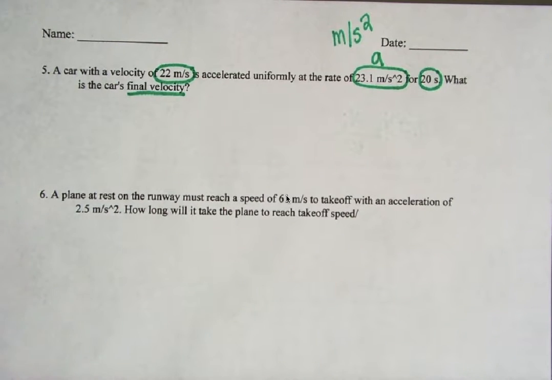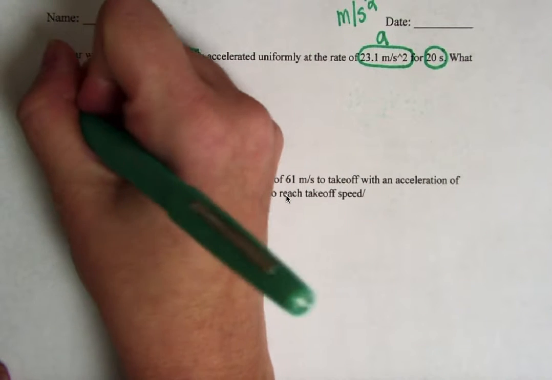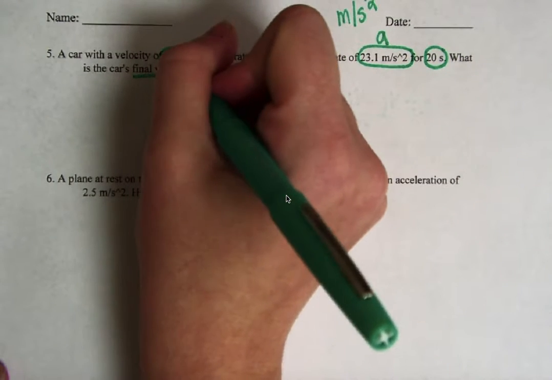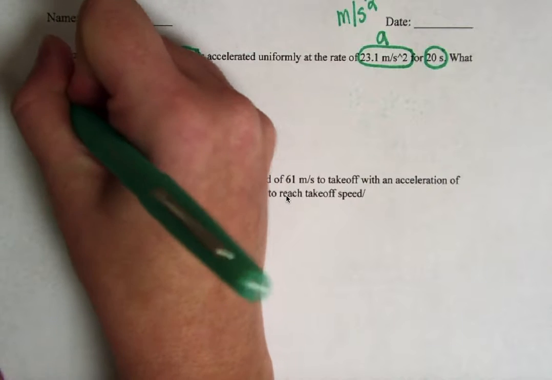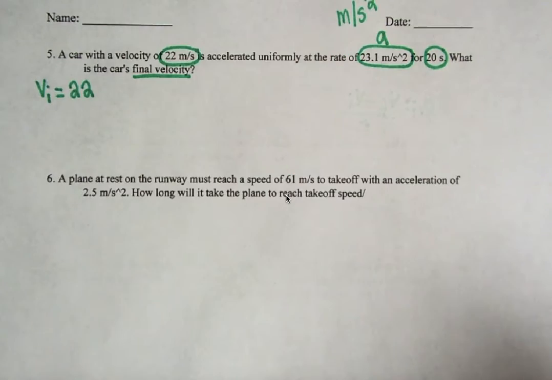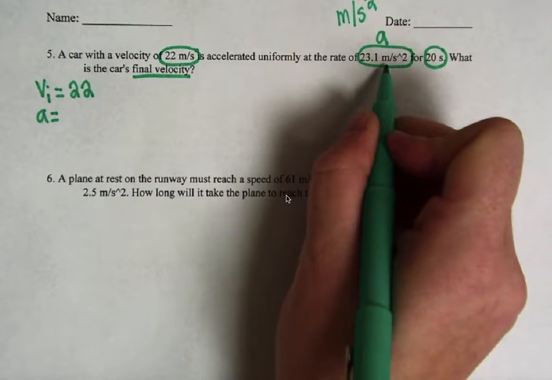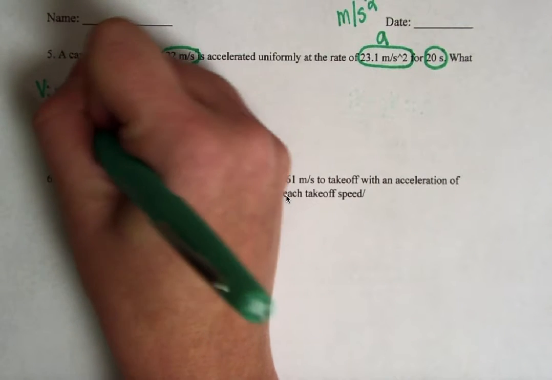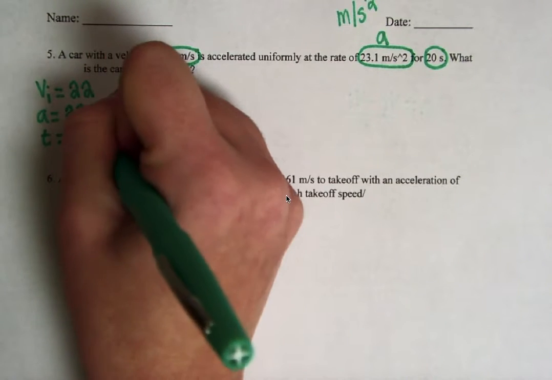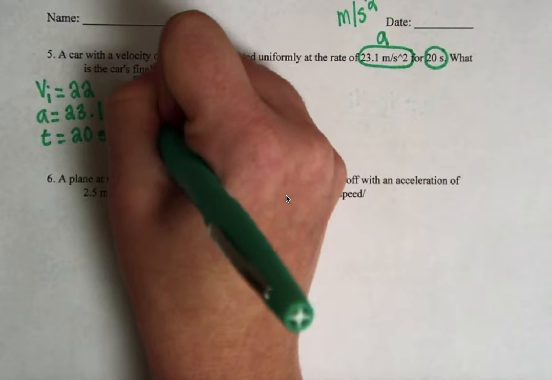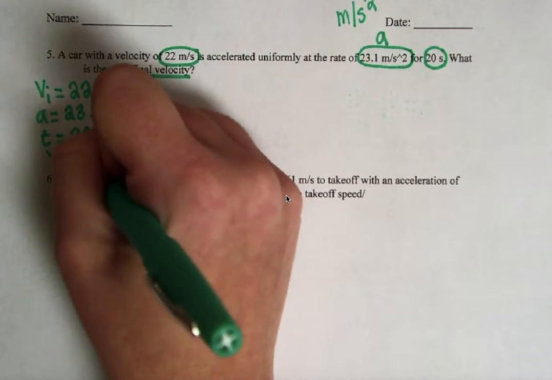So if we were to make a list of givens, which is just organizing our information based on what the problem gives us. We know that we have an initial velocity because it tells us the car is moving at this velocity, and we are looking for final. So we can say our initial velocity is 22. Our acceleration, we know it's acceleration because it tells us it's accelerated, and also because our units are meters per second squared, it's going to be 23.1. We know our time is 20 seconds because anytime we see seconds, we know that is a type of time. I'm just going to go back in and fill in the units. Alright, and we are looking for our final velocity here.